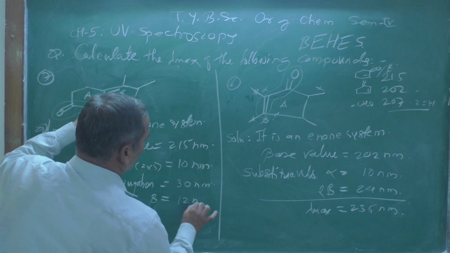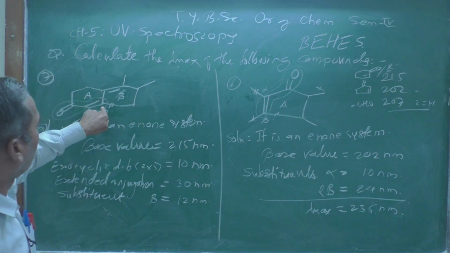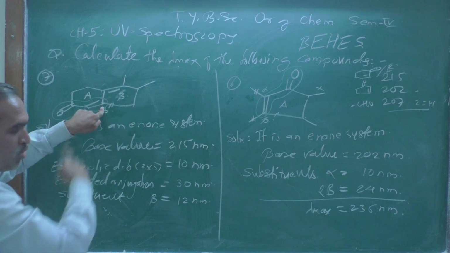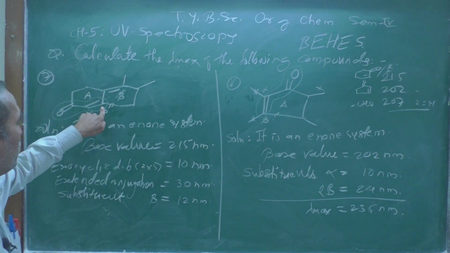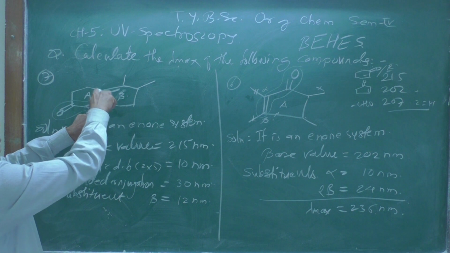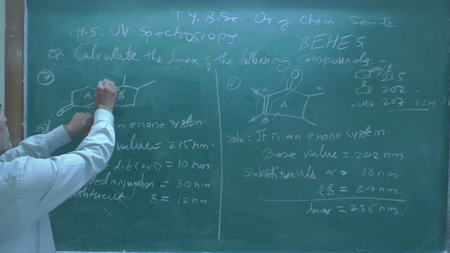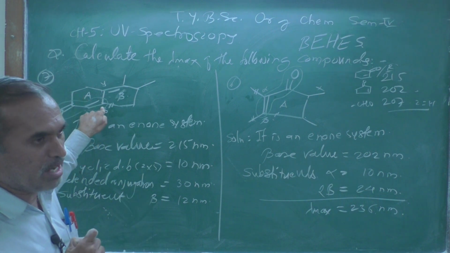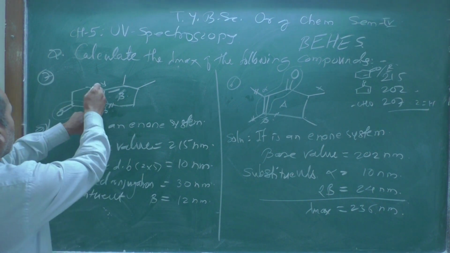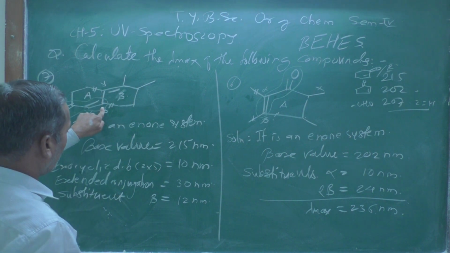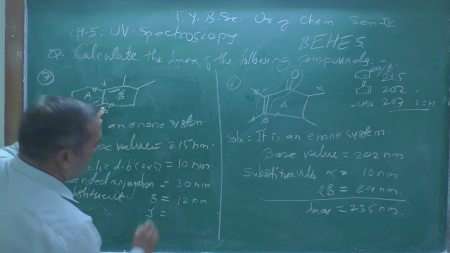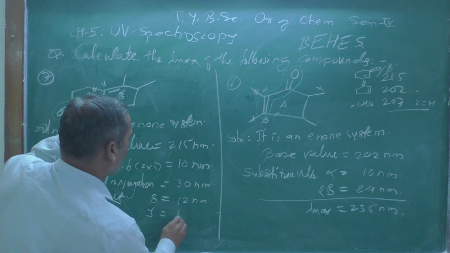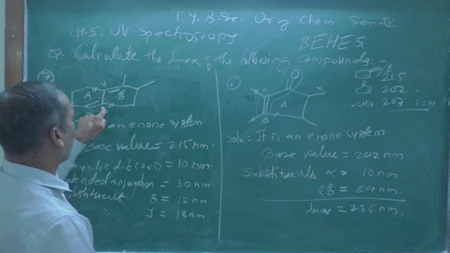You should add 12 nanometer in it. Now don't go this side. Why? Because there is no conjugation, no chromophore here. You should label this carbon. Next will be the gamma, and if you observe, is there any gamma substituent present here? Yes. Look, there is one ring residue, so there will be one gamma. If one gamma is there, how much to add? You should add 18 nanometer in it, right?